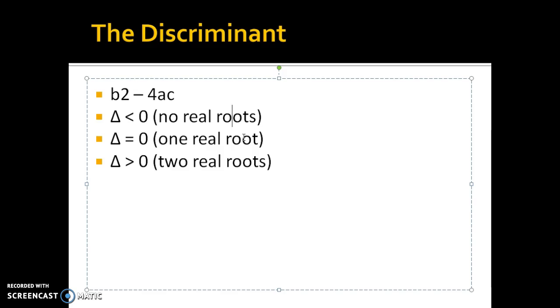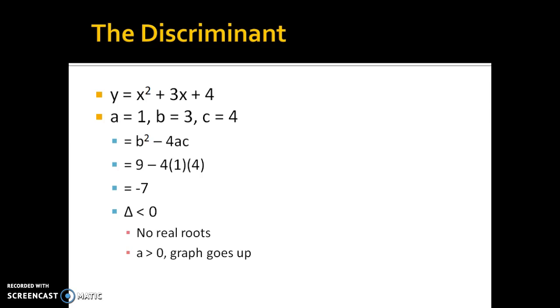So if the discriminant is less than 0, there are no real roots. If it's equal to 0, there's 1 real root. And if it's greater than 0, then there are 2 real roots. And basically, how many roots it has is how many times the equation goes through the x-axis. So let's look at an example to show you what I mean.